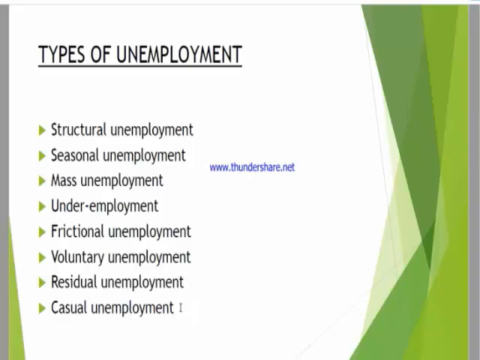Then the last one we'll be looking at under this topic is a casual unemployment, which has to do with people that do not have permanent job. They are casual workers, that they work for a certain period of time. Maybe they'll be employed to work for 6 months, and after the end of the 6th month, they become unemployed. So this is another type of unemployment called casual unemployment.